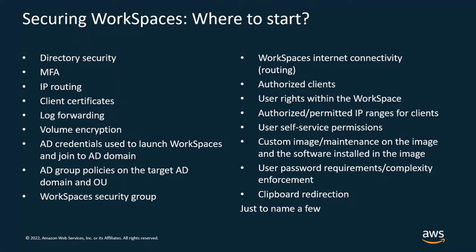Client certificates. We're probably not going to elaborate on client certificates too much in this webinar. However, Workspaces does allow the ability to have a third-party certificate authority or a customer managed certificate authority issue certs down to client devices. That's one way to constrain which client devices can actually connect to the Amazon Workspaces endpoints. Log forwarding. This could be not only for the directory itself, but also log forwarding from the Workspaces themselves so that you have central log collection of what's going on inside the guest operating systems.